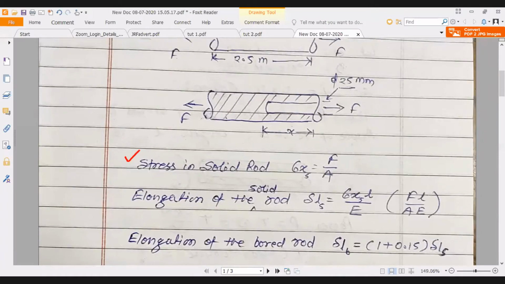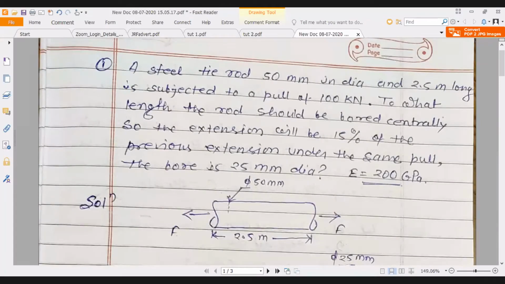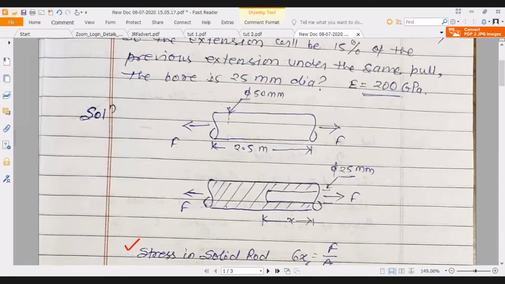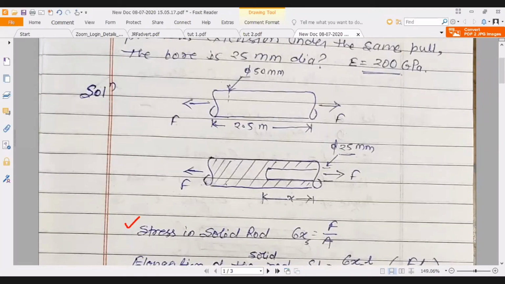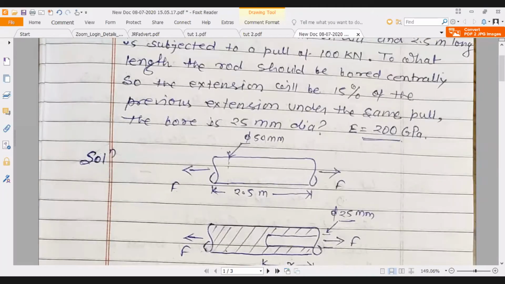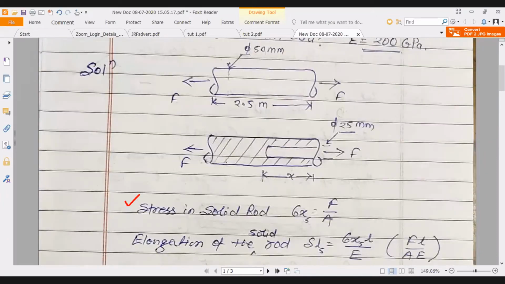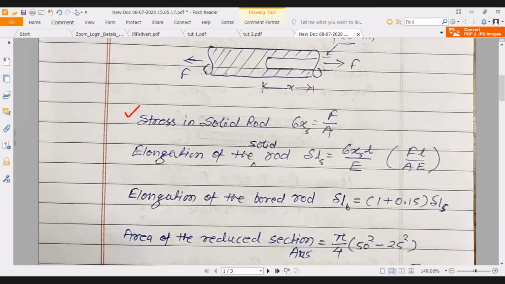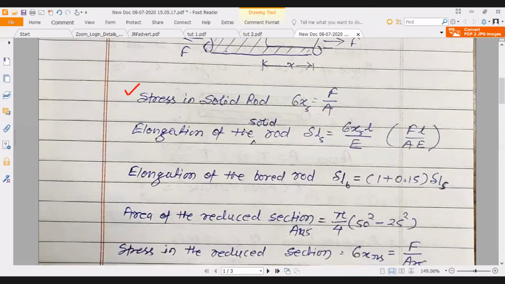Okay. Now, in the question it is given that if we bore the solid rod, then its elongation will be 15% of the previous extension. So the new elongation should be equal to 1.15 times the previous elongation. Here I am denoting it by del L bored rod, which is equal to 1.15 times the elongation of the solid rod.